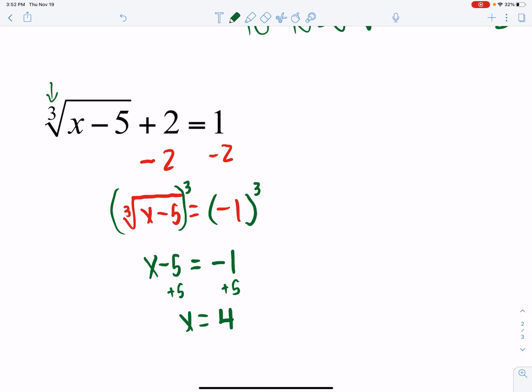Now, when you raise both sides to an odd power, you don't create false answers. So as long as you've done your steps correctly, we don't necessarily have to check this one like we did the previous one. Anytime you raise both sides to an even power, you might be creating false answers, so those you really do have to check.